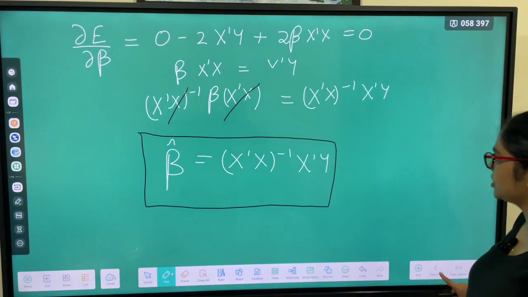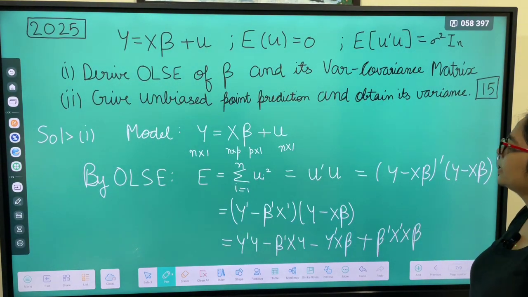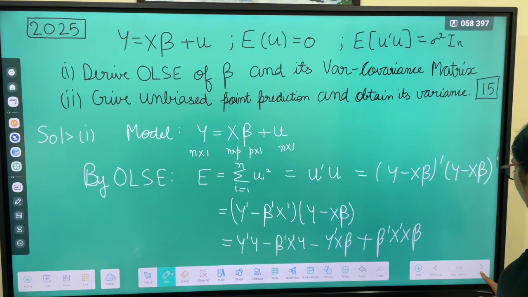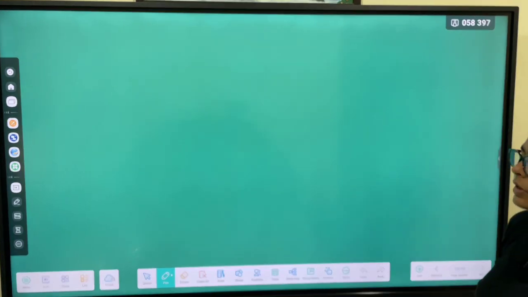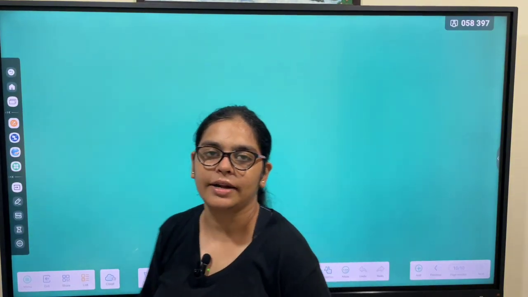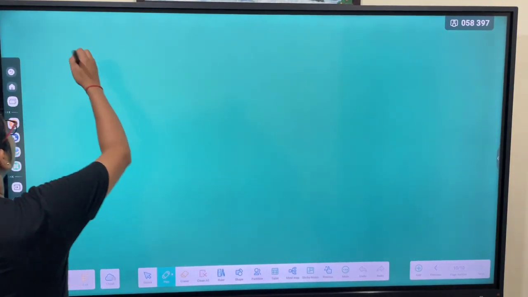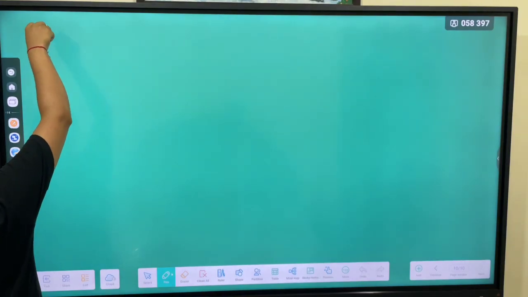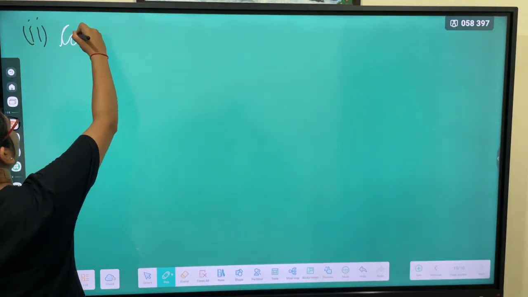So the next part says to give the unbiased point prediction and obtain its variance. So what are point predictions? We have talked about the matrix. If we have to talk only about a point, let us consider we are doing the second one.